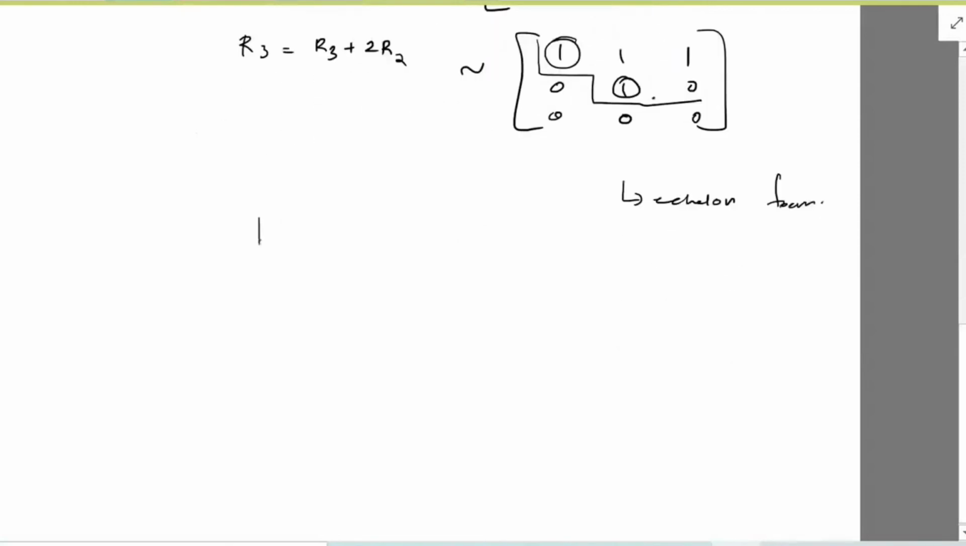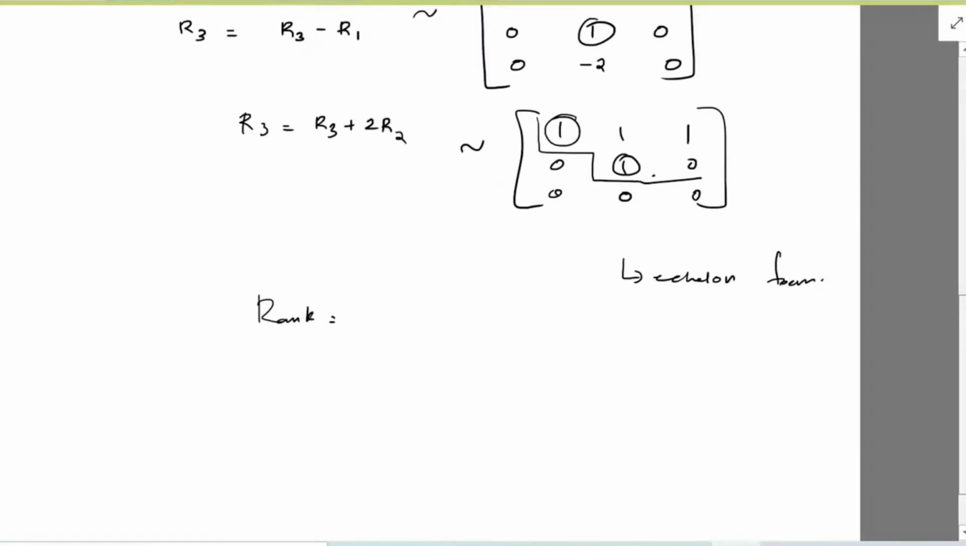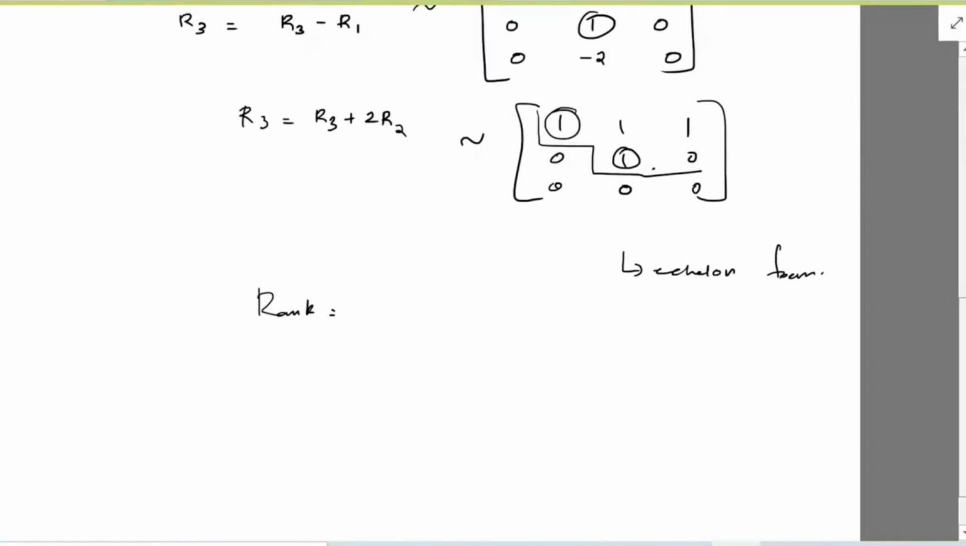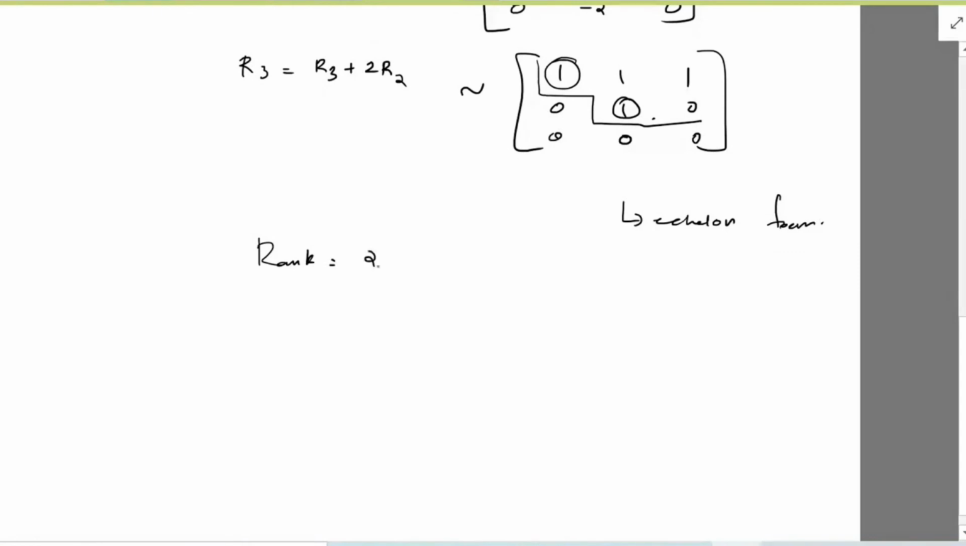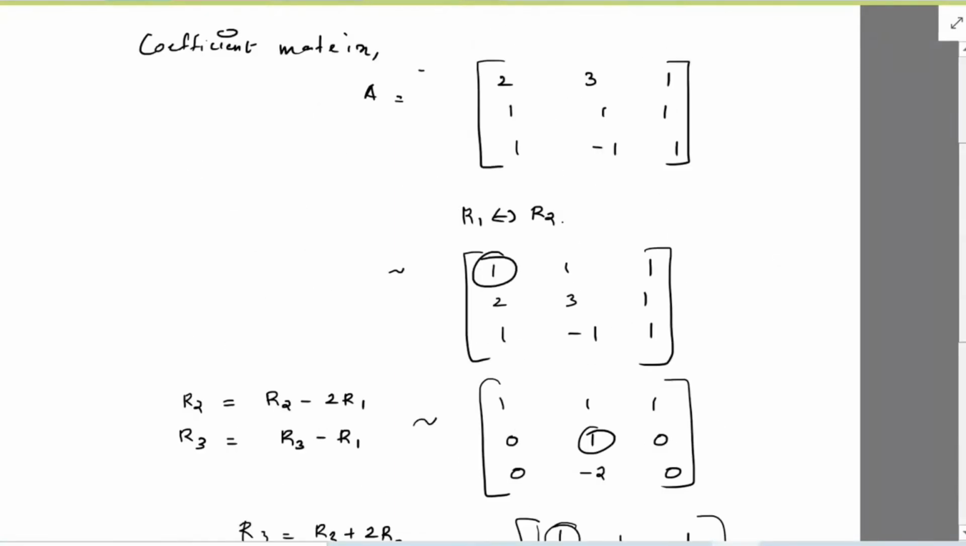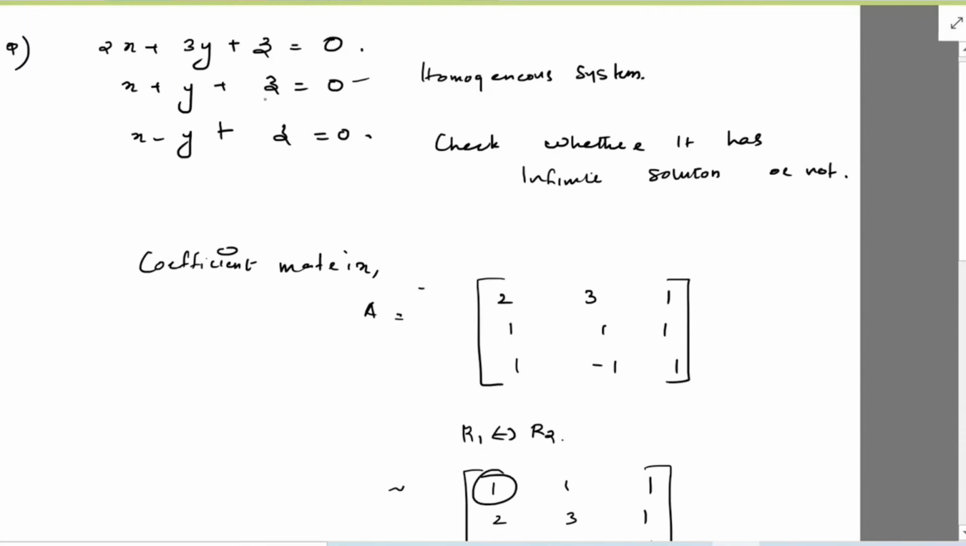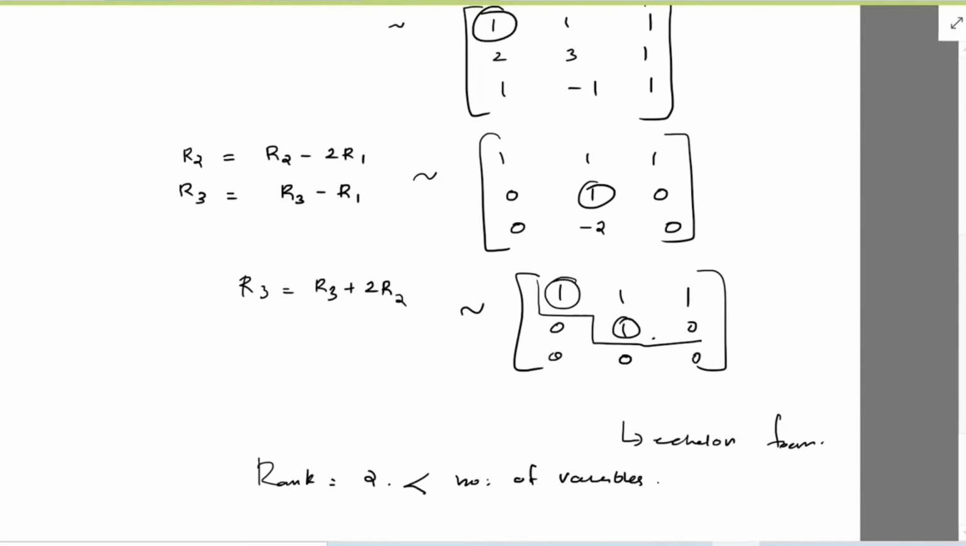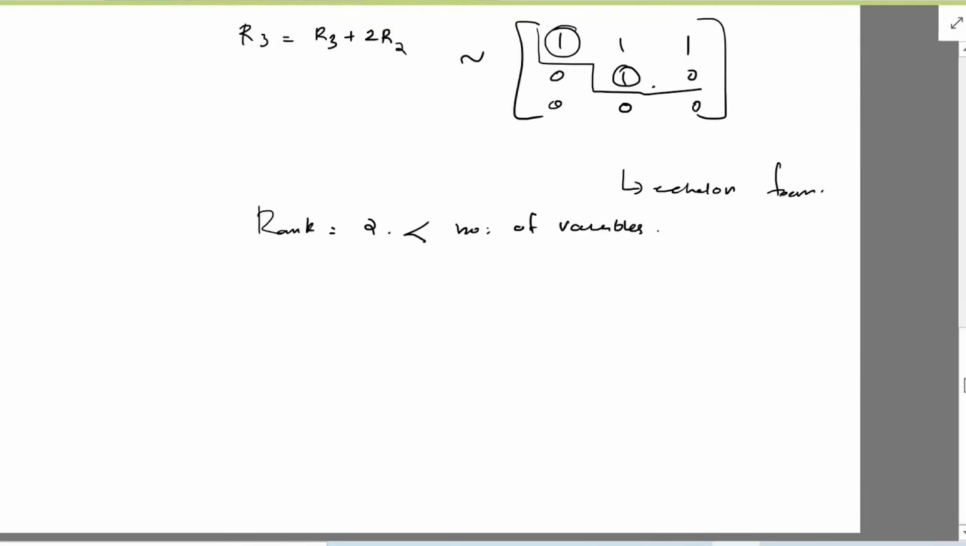What is the rank? 2, sir. Rank equals 2 because the number of non-zero rows is 2. So rank is 2, which is less than the number of variables. The number of variables is 3 here, right? x, y, z are the variables. So there are totally 3 variables. So rank is less than the number of variables. So what can we conclude?